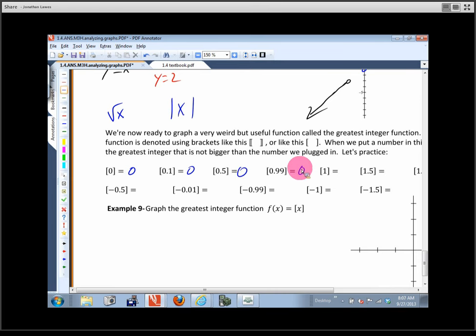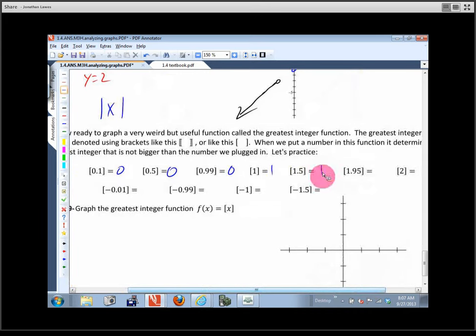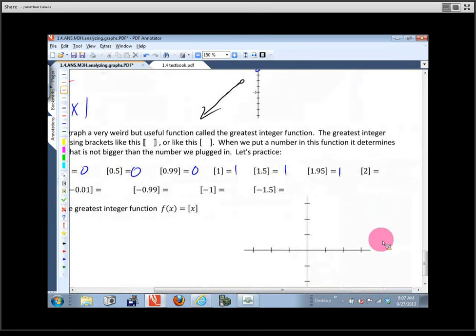What happens the second I plug in a 1? What's the biggest integer that's not bigger than 1? 1. Okay. And same thing for 1.5, it's going to be 1. And 1.95, it's going to be 1. And what happens the second I get to 2? I get 2. Okay? So let's come down here and let's graph those.